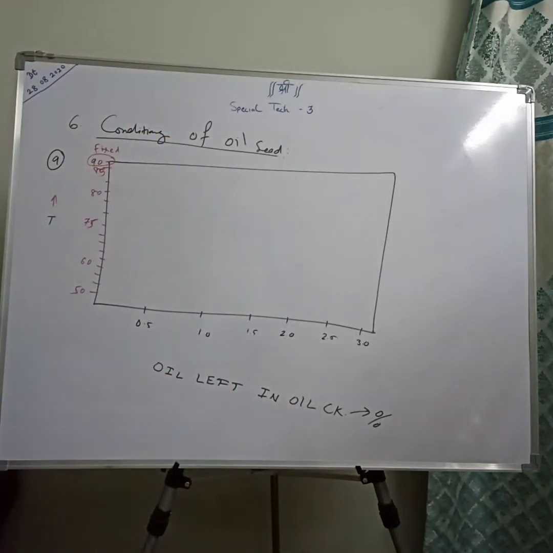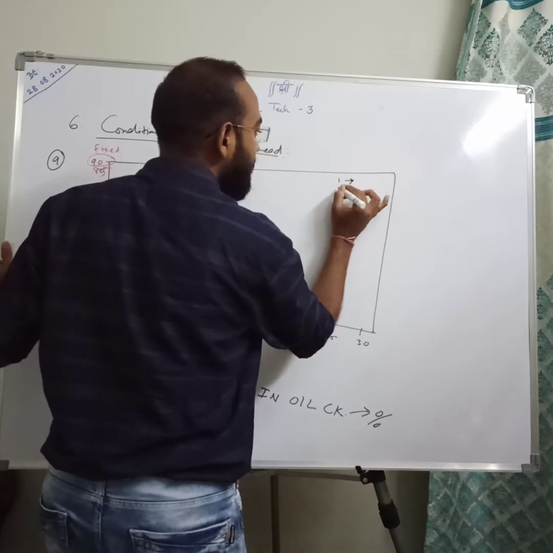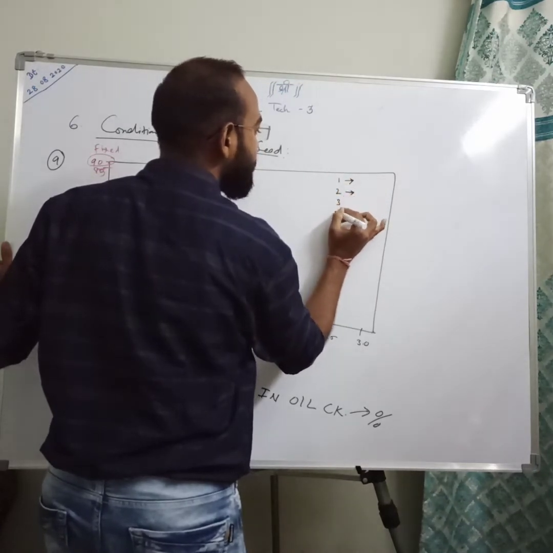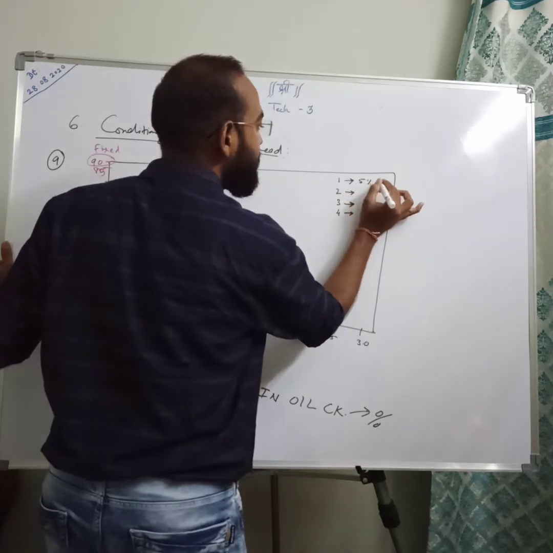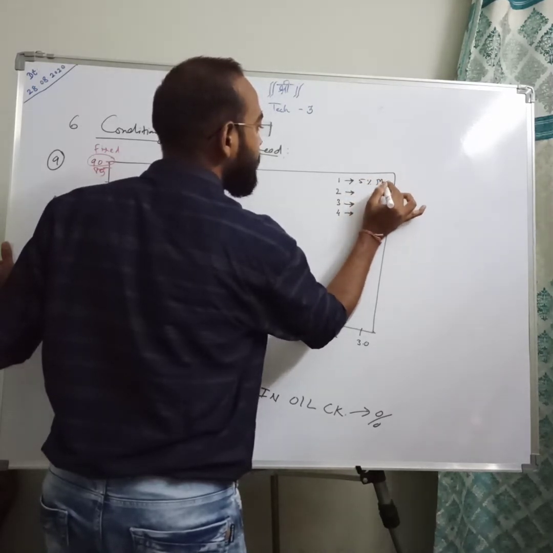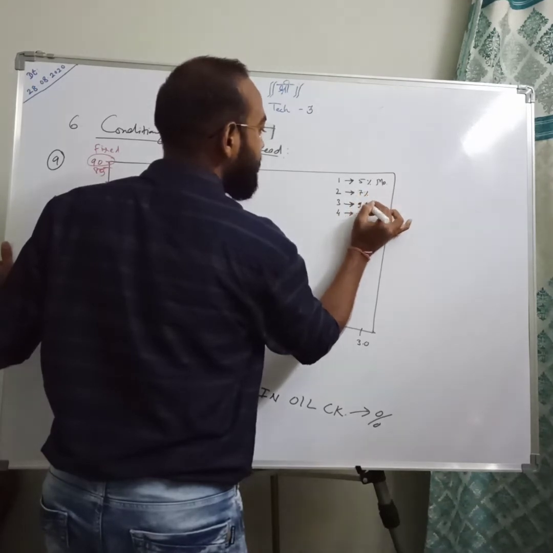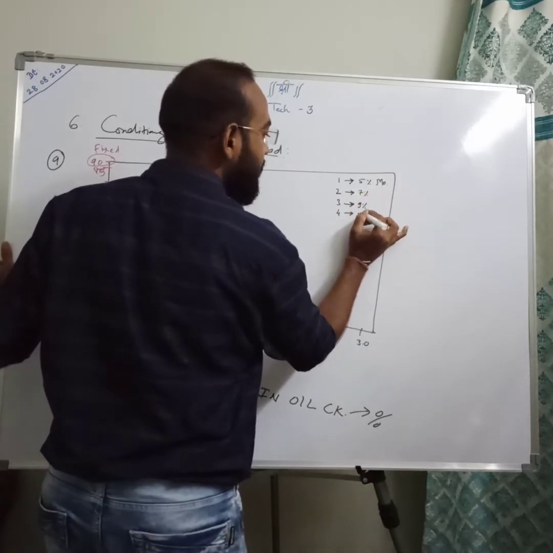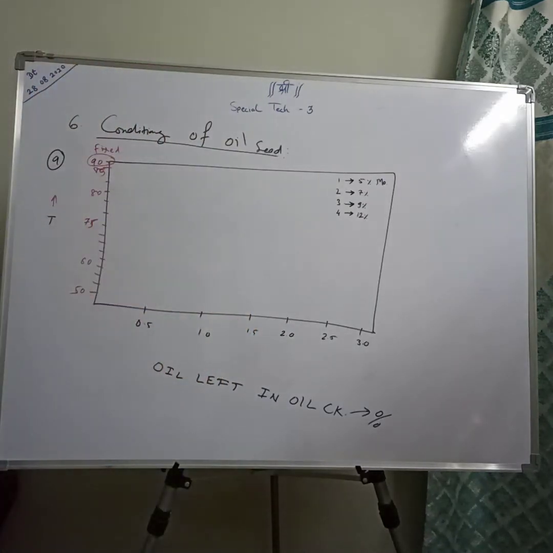So here are four different ranges of moisture represented by different curves. The first contains 5% moisture, the second contains 7%, the third contains 9%, and the fourth contains 12% of moisture. There are four curves, I will just draw them.